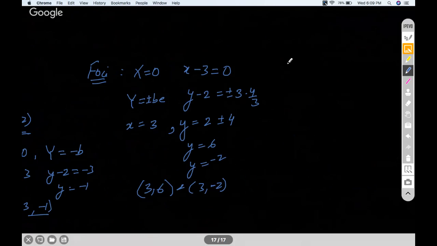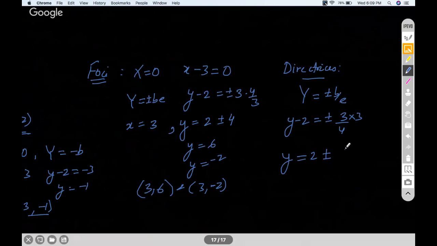Okay. Now directrices. The equation of the directrices would be y is equal to plus minus b by e. So y minus 2 is equal to plus minus b by e. So y is equal to 2 plus minus 9 by 4. So your y could be 17 by 4 or your y could be minus 1 by 4.